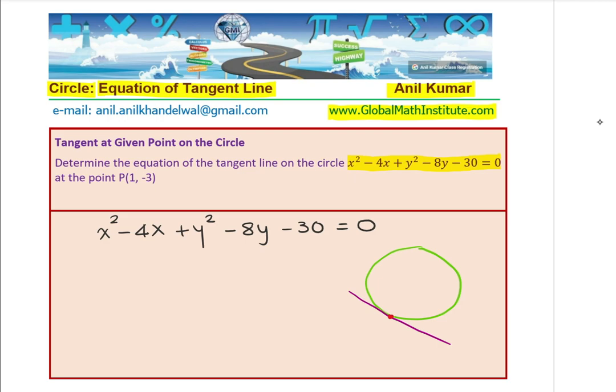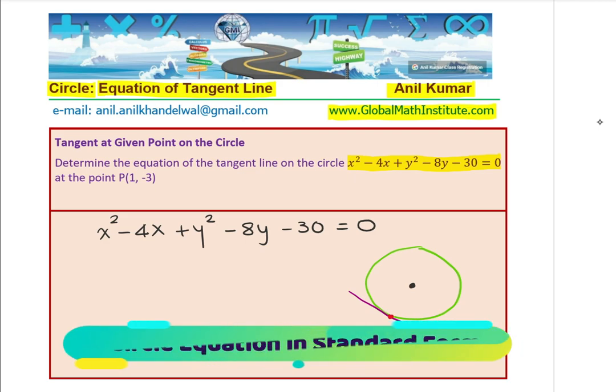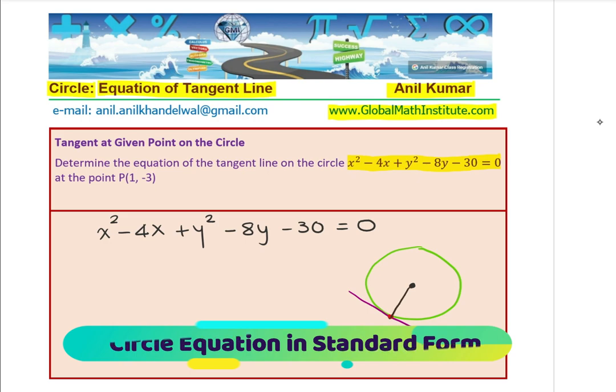So the strategy here is really to find the center of the circle. Once you find the center of the circle, then the problem is much simpler, since the radius will make a 90 degrees angle with the tangent line. So I hope that gives you a good hint to find the solution of this question. You can now pause the video, try to answer, and then look into my suggestions.